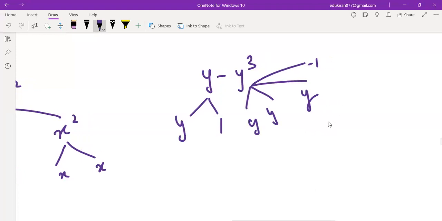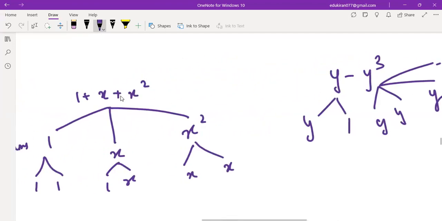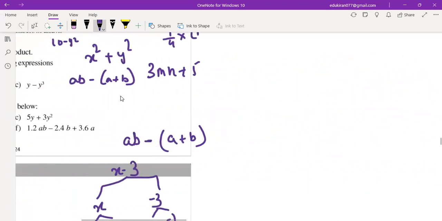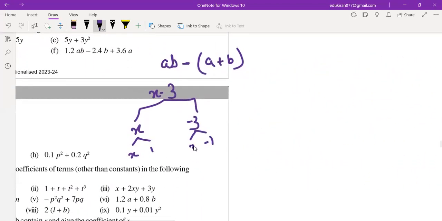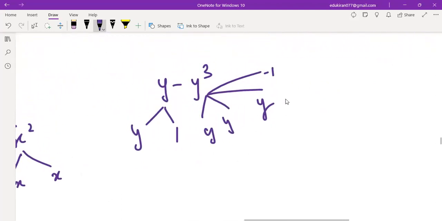Ma'am, I have a doubt. In the first one, we didn't write minus 3y. For the factors in the first question, we wrote 3 and minus y, minus 1. Oh, okay, ma'am. So this is what? Now let's move to the next one. Tell me the next question.